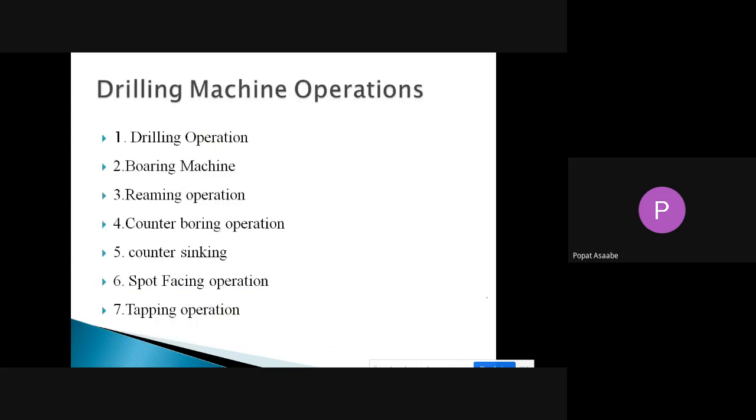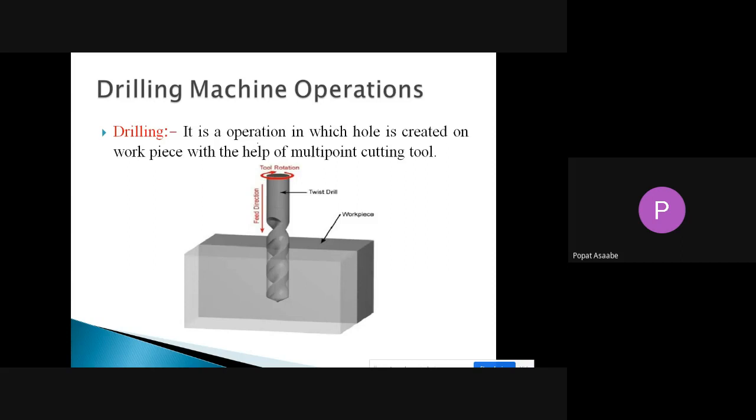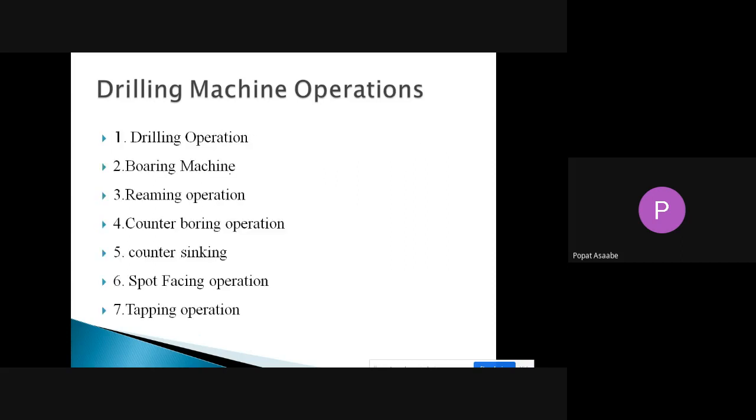Then, which types of operations can we perform on the drilling machine? Simply, we can perform the drilling operation. Then we can perform the boring operation, means enlargement of the already existing hole. Then the trimming operation, means just finishing of the already existing hole, where a small amount of material is removed. Then counter boring, counter sinking, spot facing, and tapping.